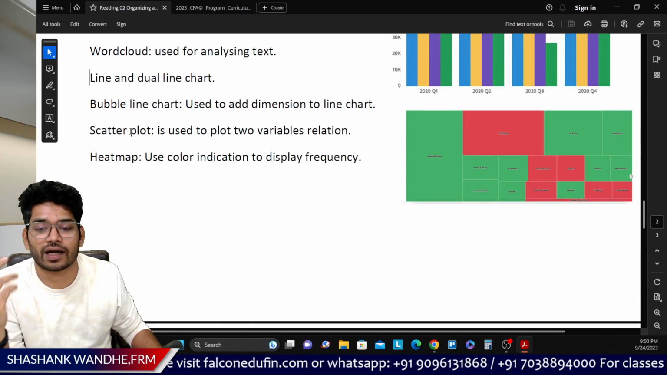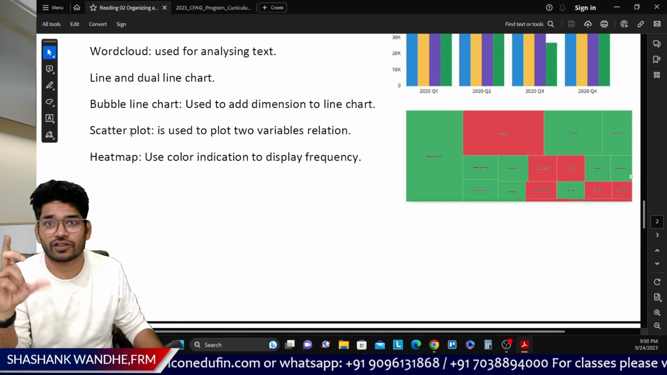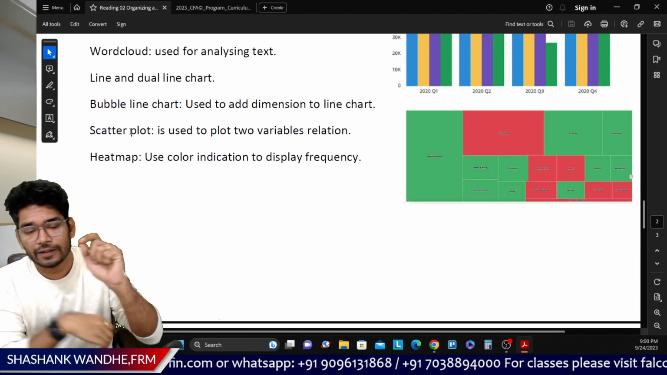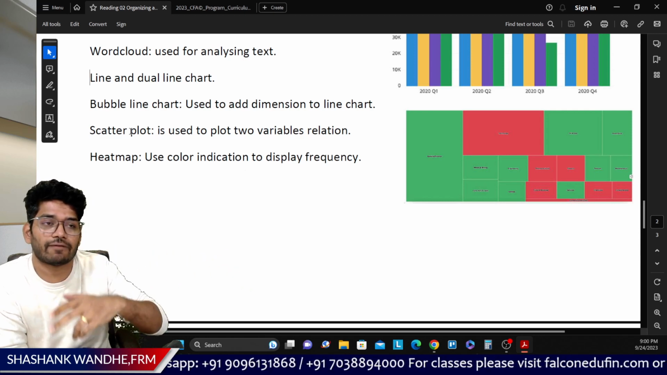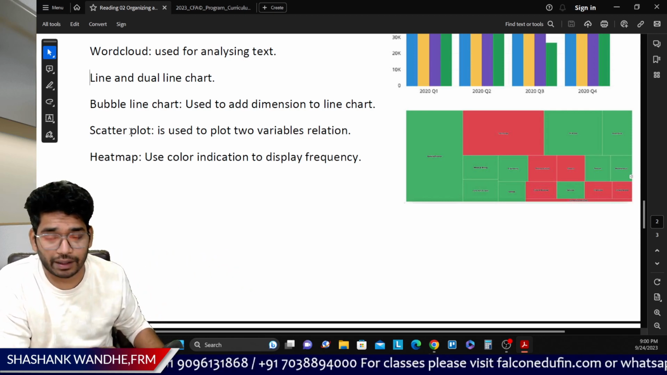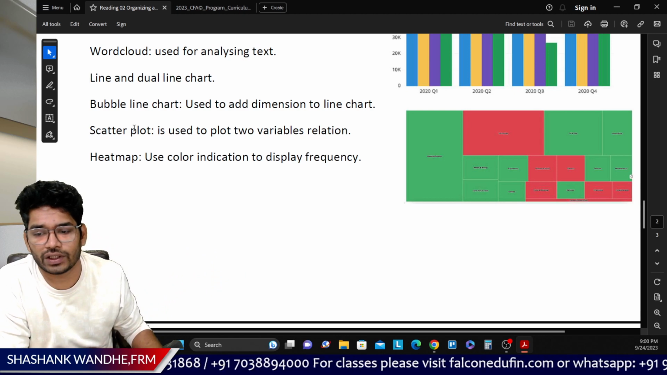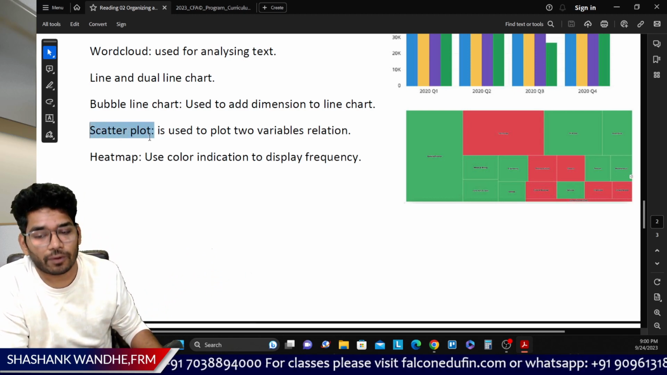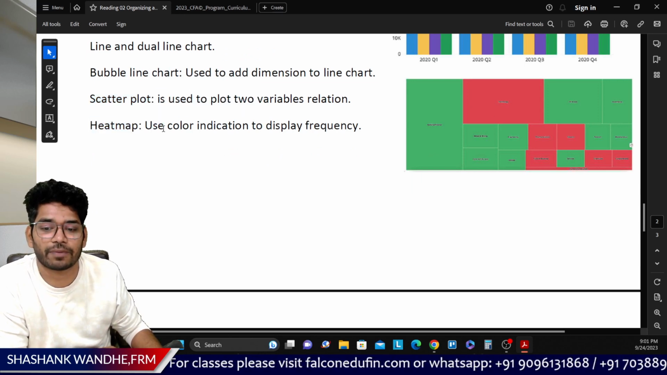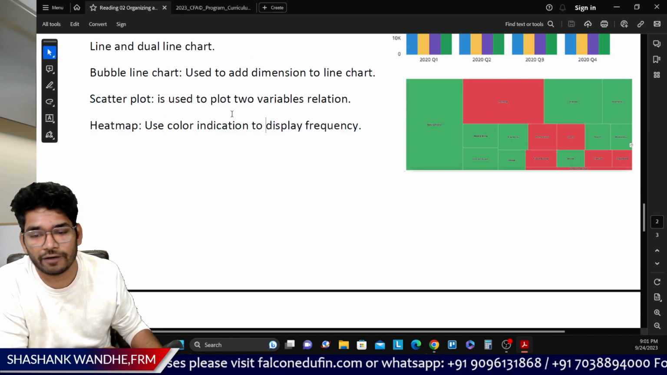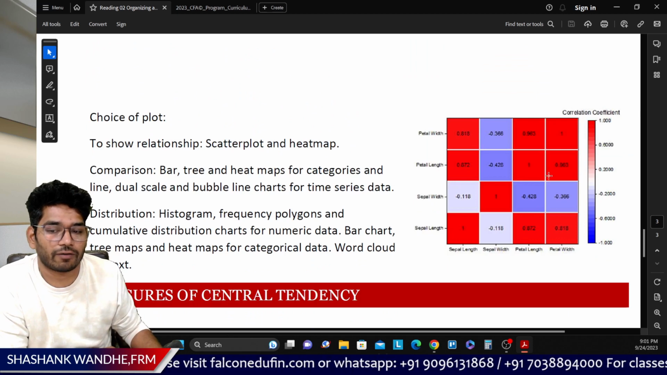Then we have the scatter plot. Scatter plot is used for cross-sectional data, where you have two variables, as I said, for example students' number of hours spent preparing for the CFA level 1 exam versus the student score in the examination, assuming we get to know these scores. So we will use the scatter plot for this. And again, because it's a revision session, I'm not showing you each and everything. Then the heat map uses color indication to display the frequency. And this is an example of a heat map.